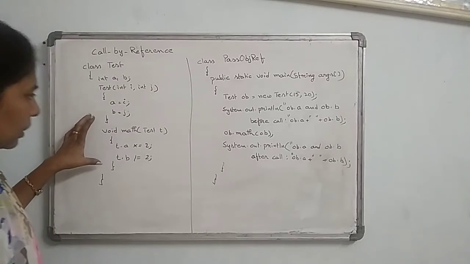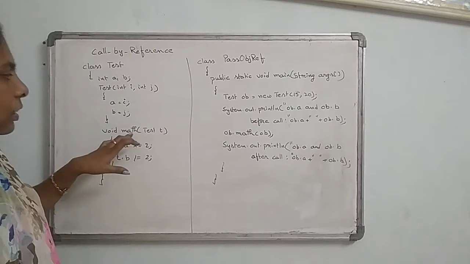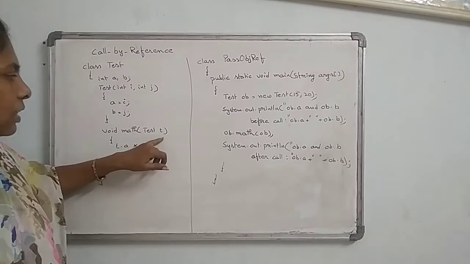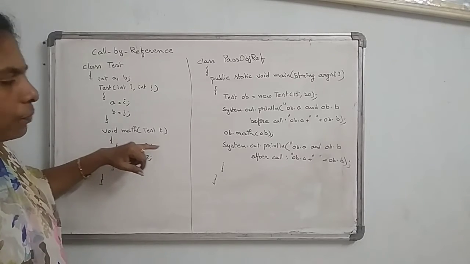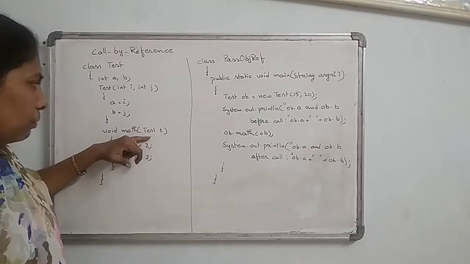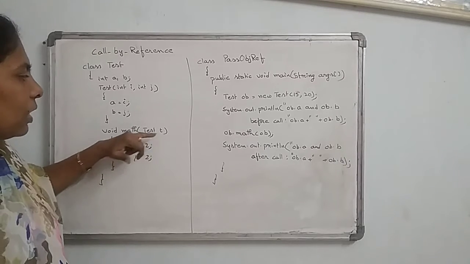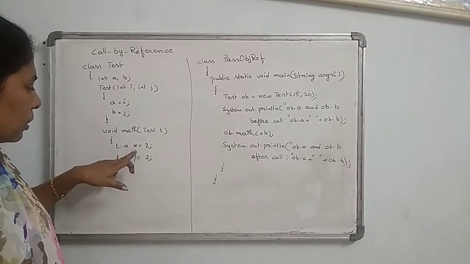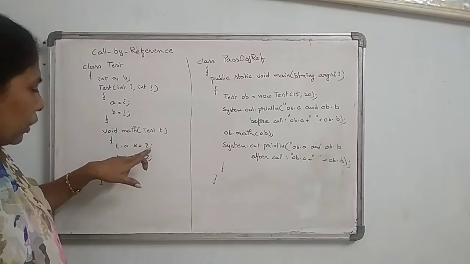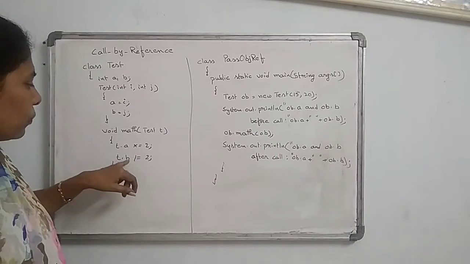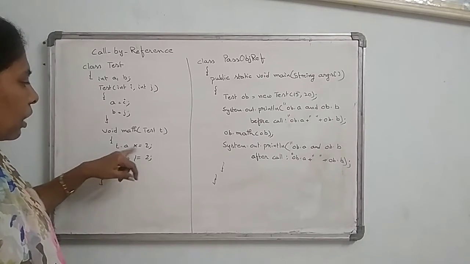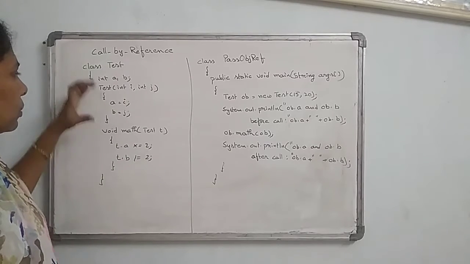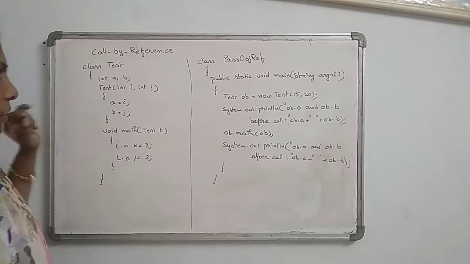And now I am taking another method, math. In that I am taking the Test t. Test comes under the class, t is the object. I am passing the object as an argument. So that means it will pass the reference value, not the direct value. In it, t.a equals t.a into 2 and t.b equals t.b by 2. That means you are multiplying the a value and dividing the b value by 2. So this is the class Test.